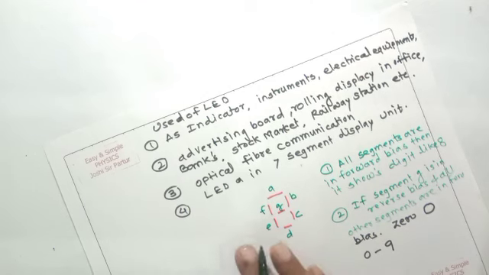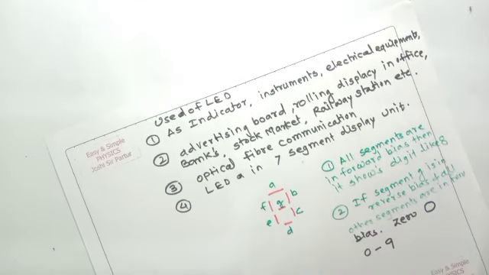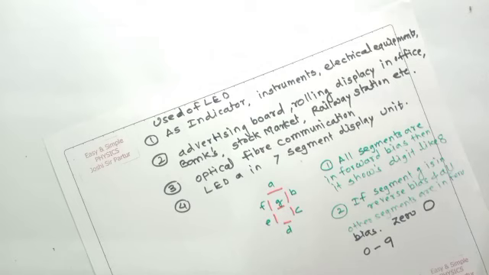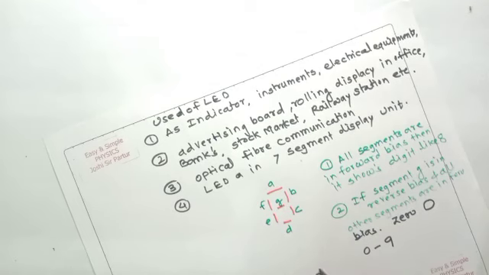If we connect displays one by one, then we can have 2 digit, 3 digit, 4 digit, 5 digit displays, etc. These are used in digital electronics. So this is the main use of LED as a 7 segment display unit.